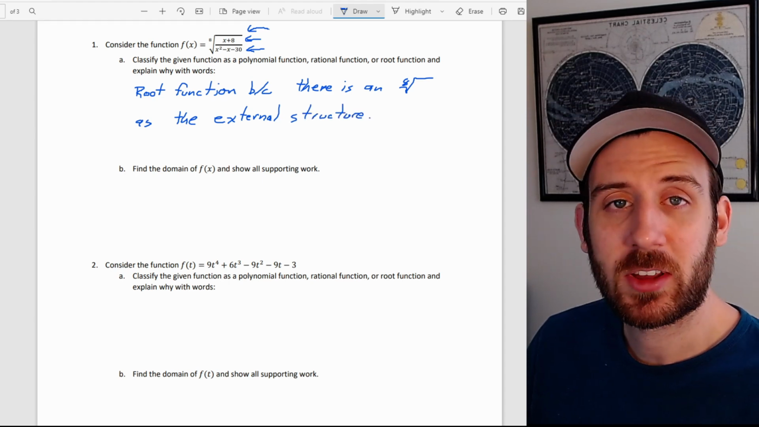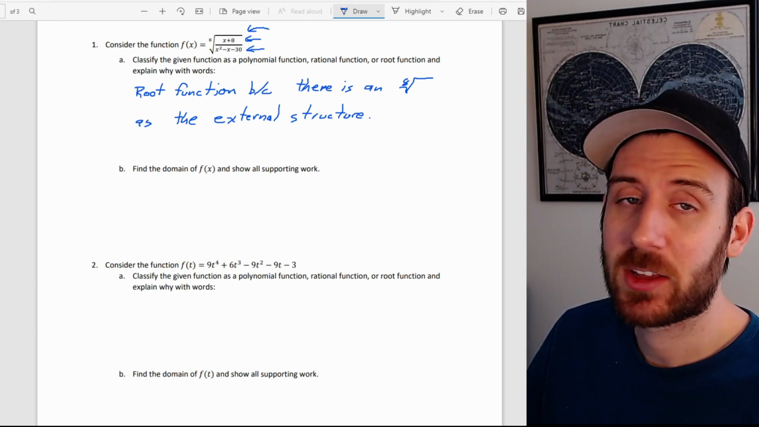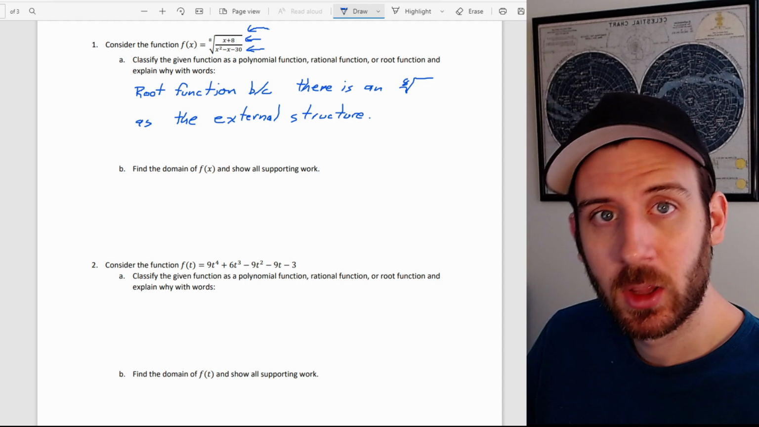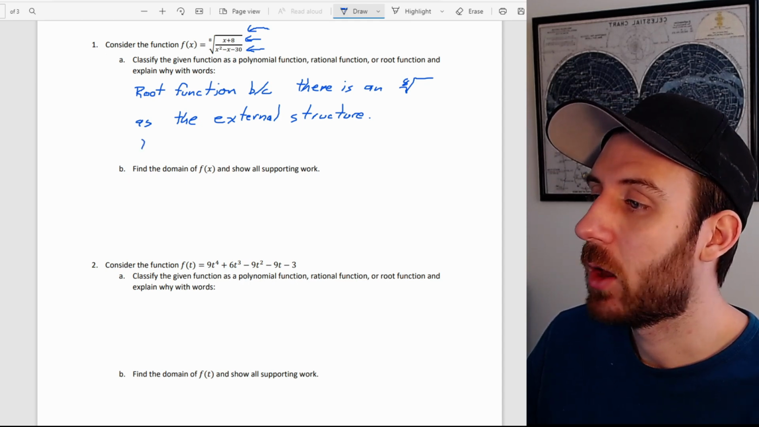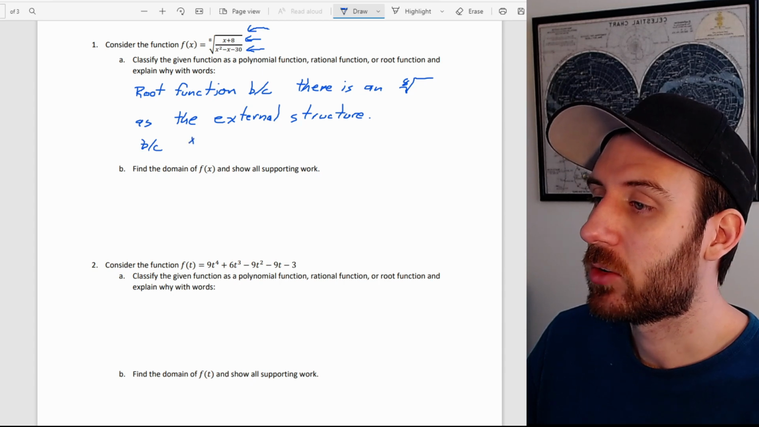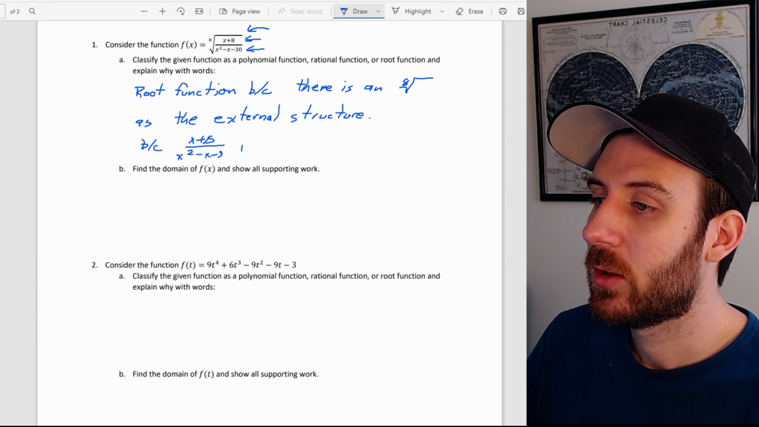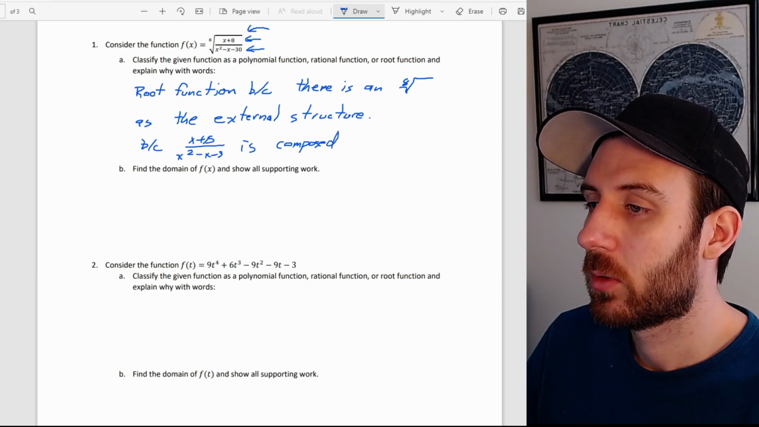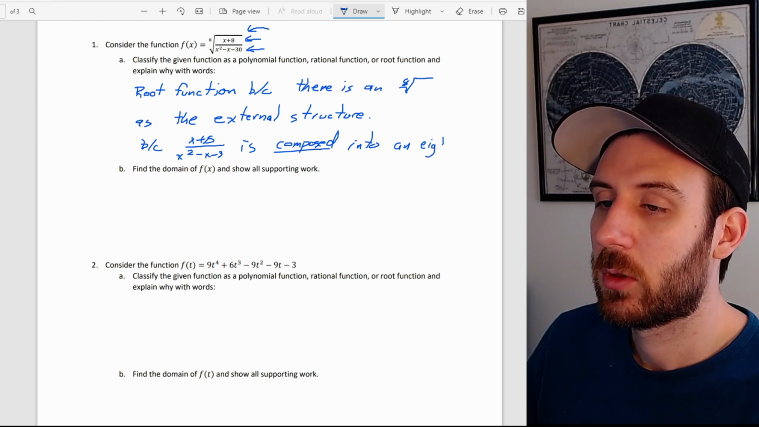Now what we'll learn is there's actually some even more formal language we could use here, which is that all of the stuff on the inside is actually composed into an 8th root. So that's another way you could say it: we could say because the x plus 8 over x squared minus x minus 30 is composed into an 8th root.